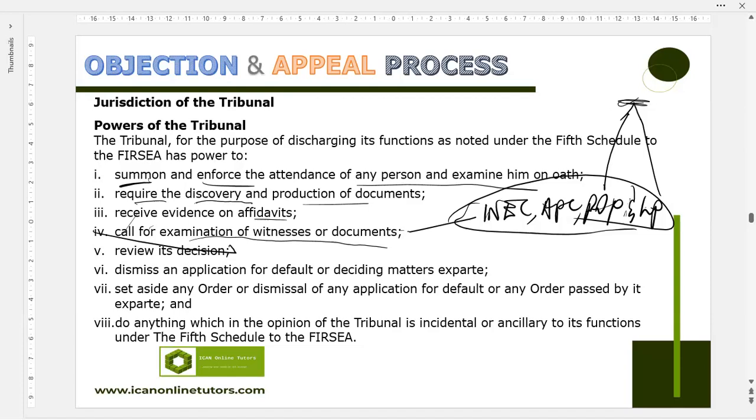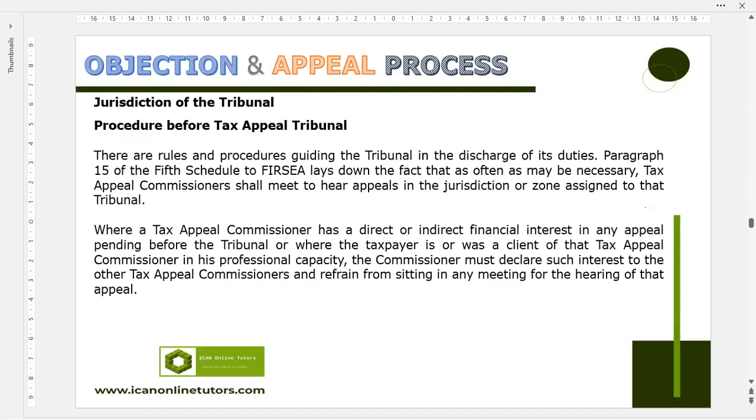Okay, so the Tax Appeal Tribunal can also dismiss an application for default or decide matters ex parte, set aside any order of dismissal of any application for default or any order passed by it, and do anything which in the opinion of the tribunal is incidental or ancillary to its function under the fifth schedule.